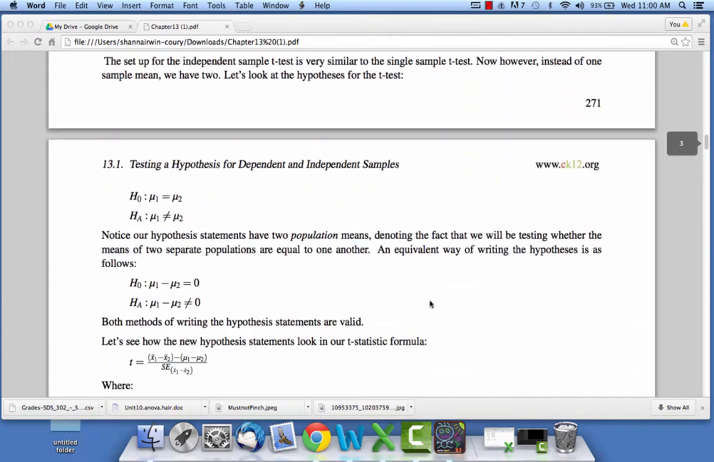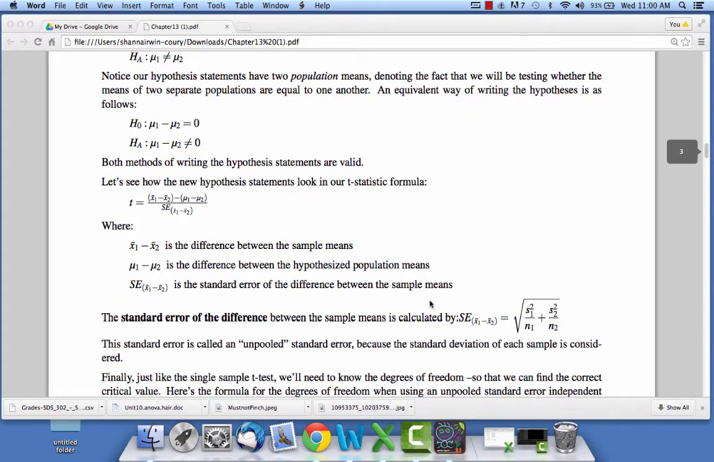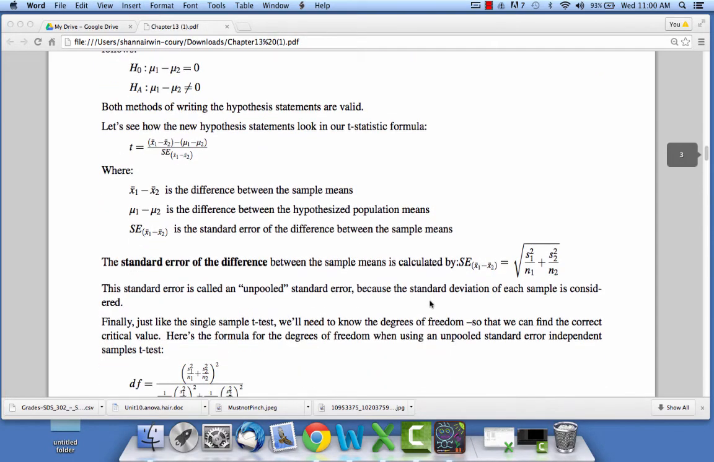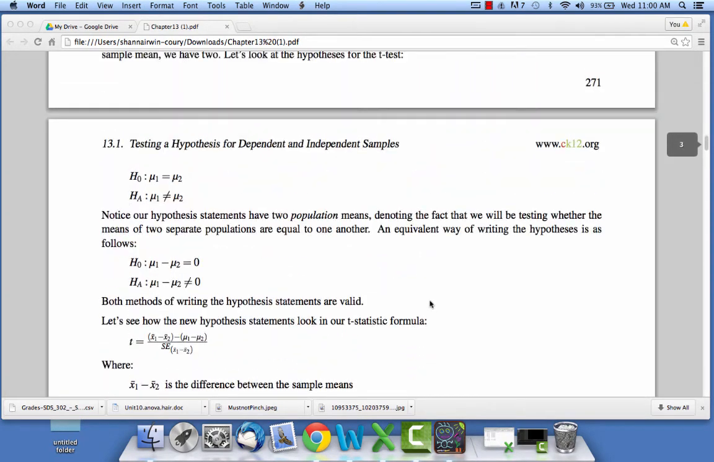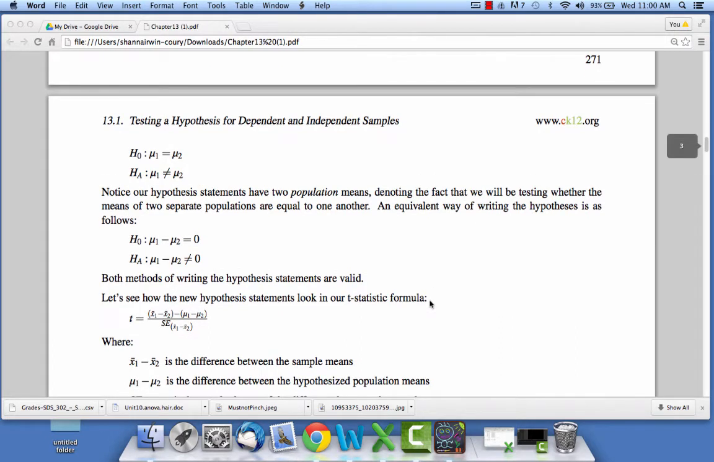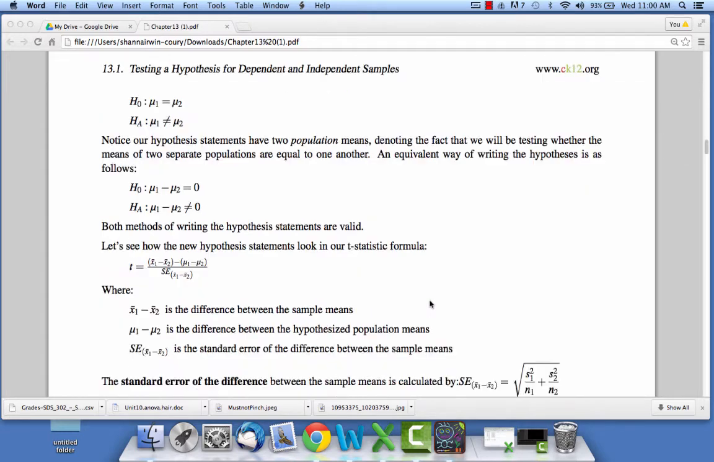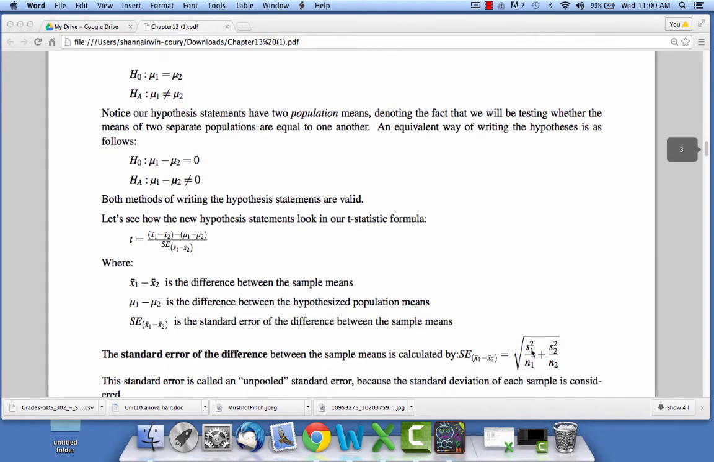Okay, so let me just show you the formulas for the one that's more complicated. The independent one is the one that's more complicated. So what we've done before for samples for the standard error is we just take the standard deviation and we divide by the root of one fewer than we had in the sample. So we can't do this now because we have two samples. They don't have a single standard deviation. So what we do is the standard deviation of one of them squared divided by how many there were, and the standard deviation of the second one squared divided by how many there were, and then we take the root of that.